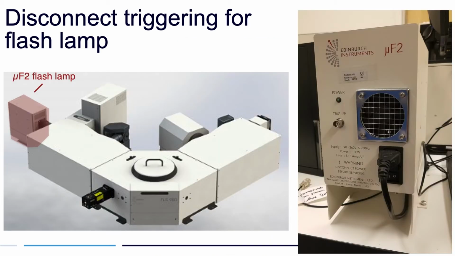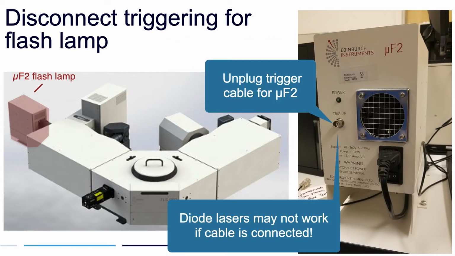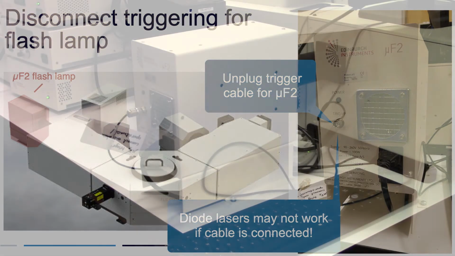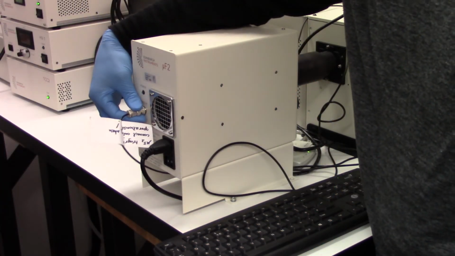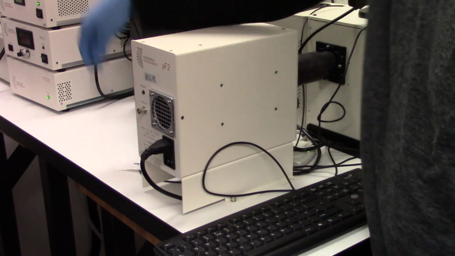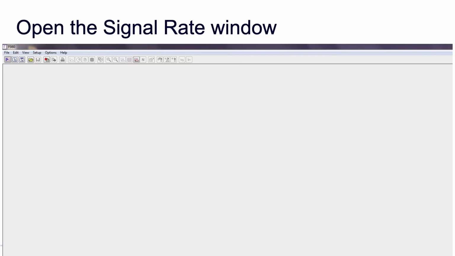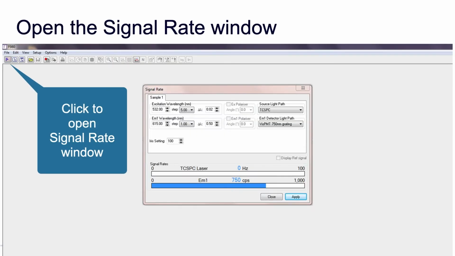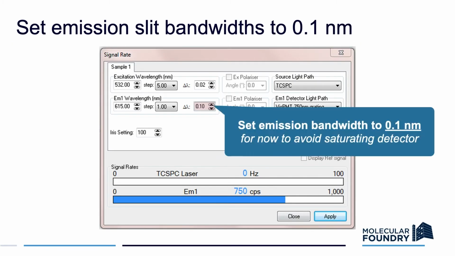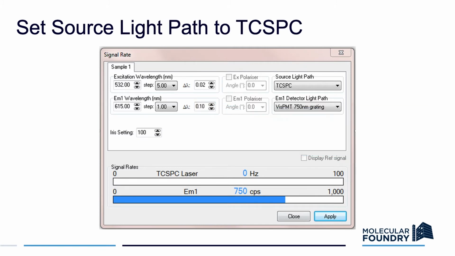Next, disconnect the trigger BNC cable from the microsecond flash lamp. The diode lasers may not work if this cable is connected. Next, I'll open up the signal rate window, and then I'll set the emission bandwidth to 0.1 nanometers because I'm going to start changing the system and I want to protect the detector.